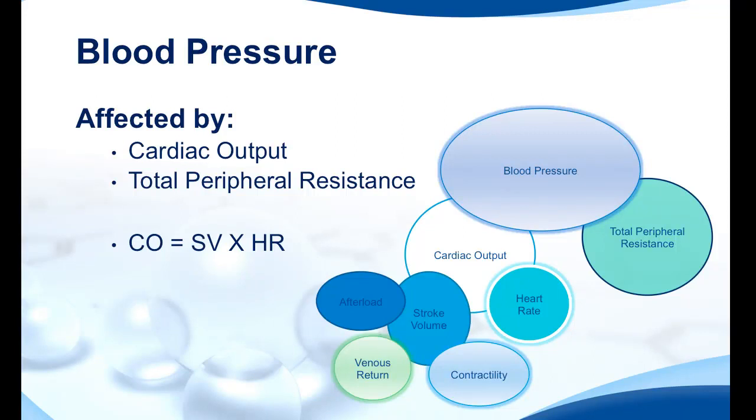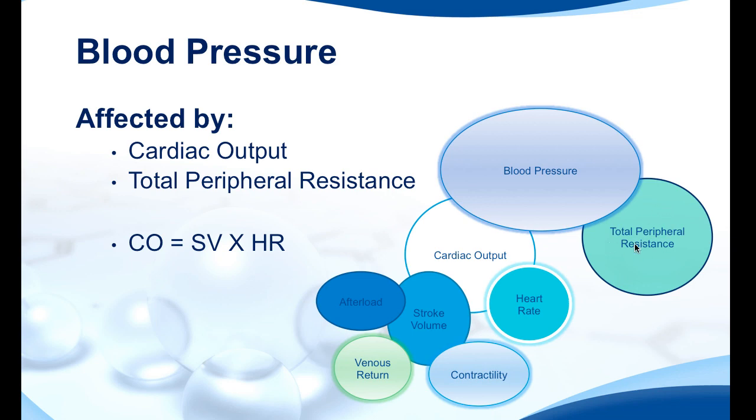Blood pressure is mainly affected by cardiac output and total peripheral resistance. Now, cardiac output is the amount of blood pumped from the heart per minute. Cardiac output is the amount of blood ejected by the ventricles, which is the stroke volume, multiplied times the heart rate, which is the contractions per minute. An increase in heart rate will increase cardiac output as long as the stroke volume stays the same. And this is true for stroke volume. Stroke volume increases, cardiac output increases.